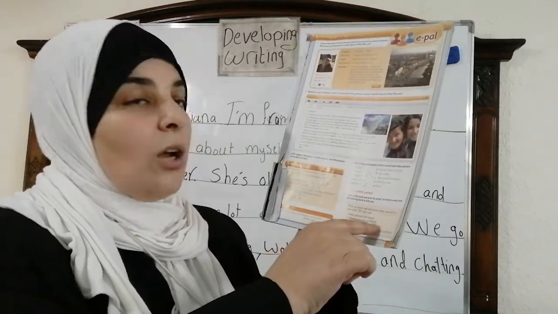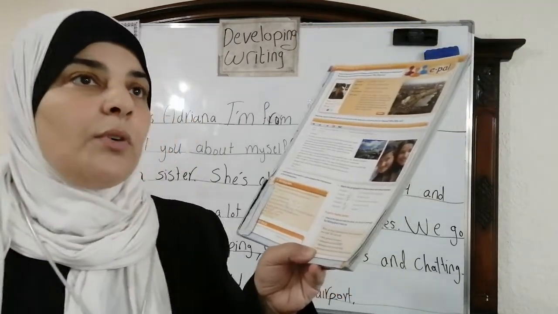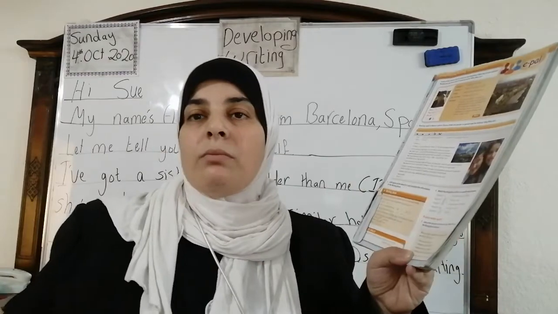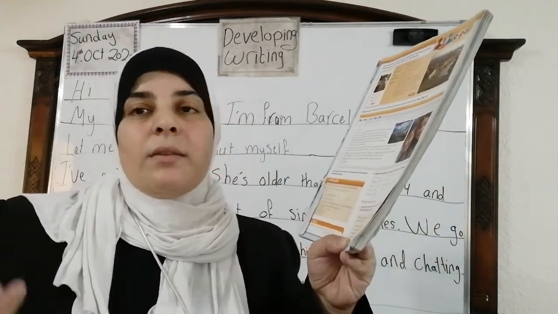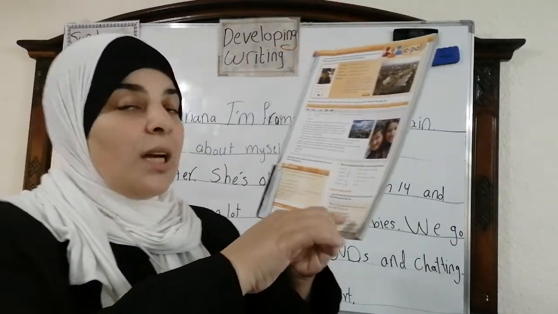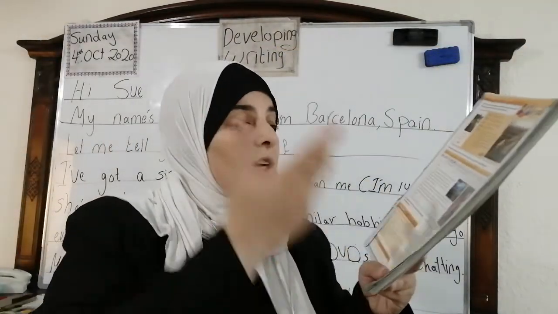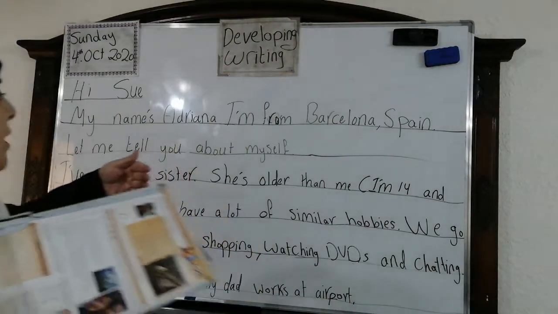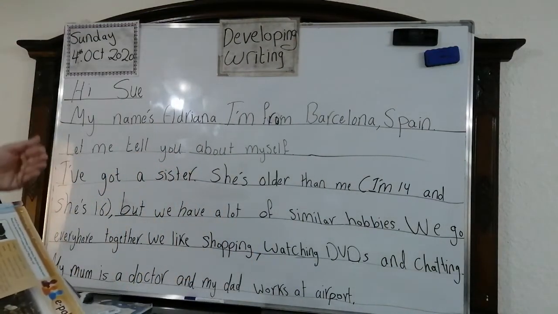Information about your main hobby. What is your main hobby? For example, I like shopping. I like, for example, collecting stamps. Whatever you want. The last thing, information about your favorite subject at school. Okay, we're going to imagine that we are writing this email to an e-pal.